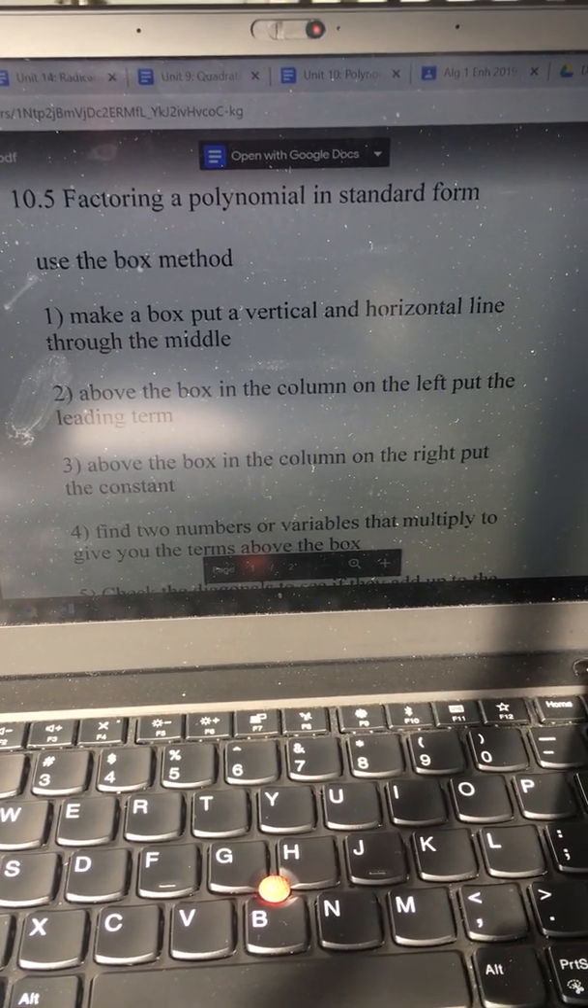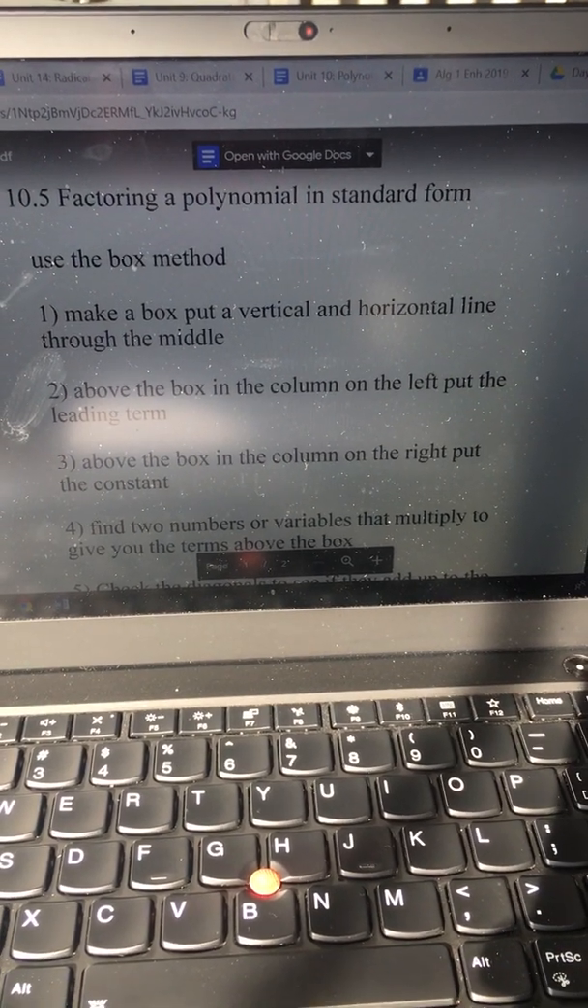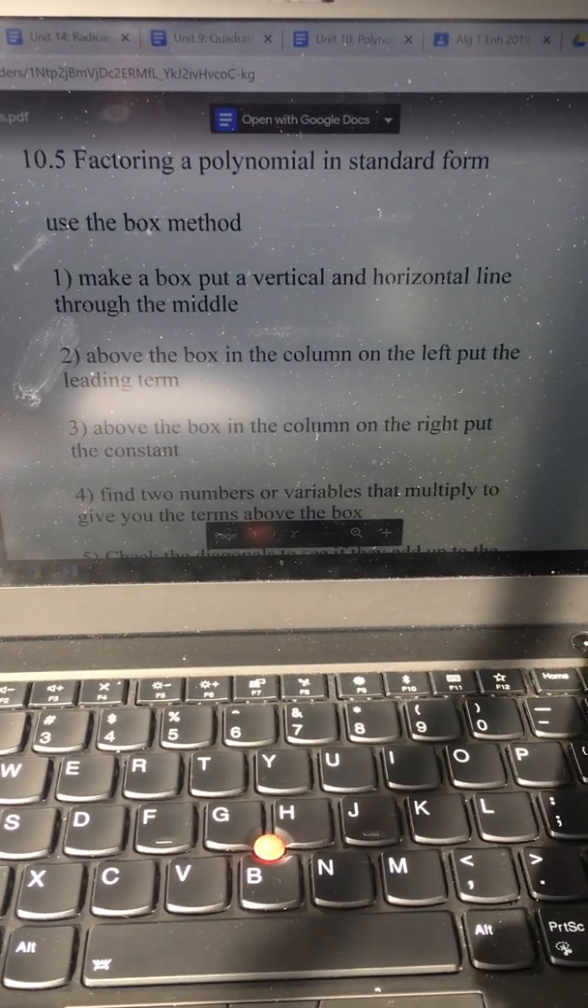Hi everyone, we're going to take our class notes. Today's the 16th of April. We're going to do that factor box again today.